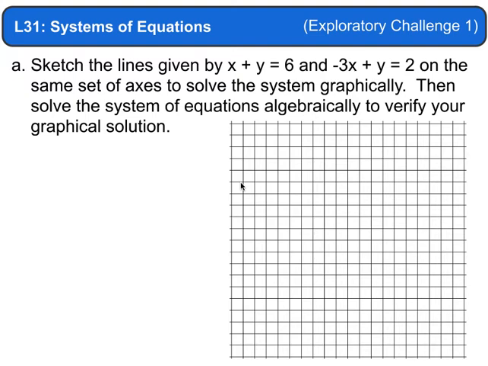Lesson 31 is called Systems of Equations, and the goal here is to look at some graphs and then solve the corresponding graphs with algebraic methods. In our first piece, it tells us to sketch the lines of x plus y equals 6 and negative 3x plus y equals 2. To do that, we need to have a grid.